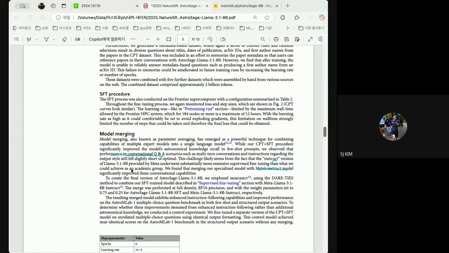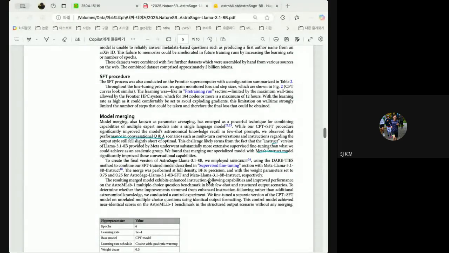So they combined the two language models, this model and another model, Meta's instruct model. The instruct model has had extensive additional training specifically to improve conversation and instruction following, especially for the Q&A process. So they merged this model for the conversation, and another part is astronomy.